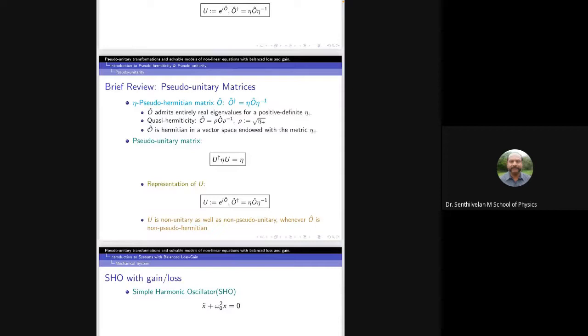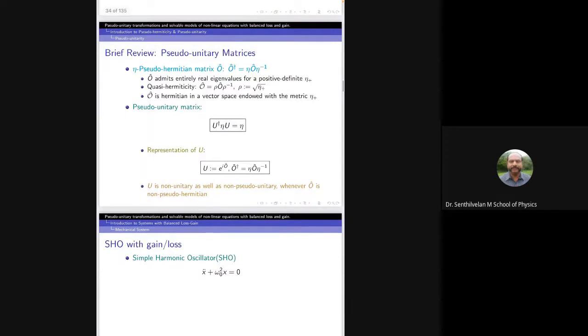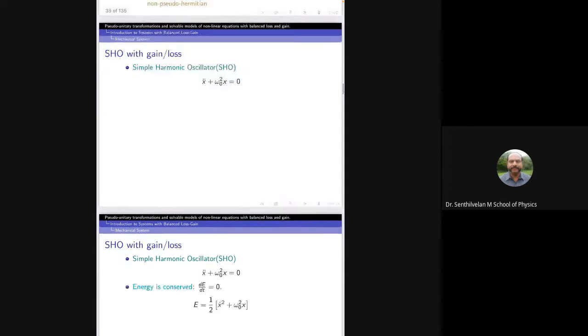But any student who wants to know more about pseudo-Hermitian matrices and pseudo-unitary operators, I can give the references, and also through email I can explain any doubt. Okay, for the purpose of the talk, this is enough. Now I come to the second term, balanced loss-gain. Okay, so that is the title.